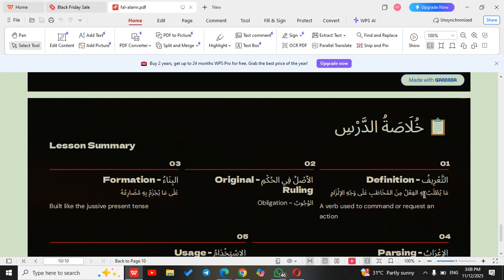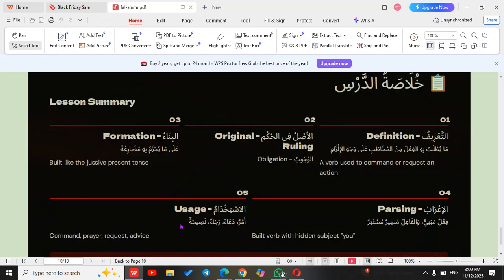We have the ta'rif, definition, which is ma yutlabu bihi al-fi'l min al-mukhataab ala wajhi al-ilzam, a verb used to command or request an action. Two is the asl, the original ruling, yani the original ruling is what? It is at-talab, which is request, or wujub, which is obligation. Number three is al-bina, which is formation. So built like the jussive present tense.